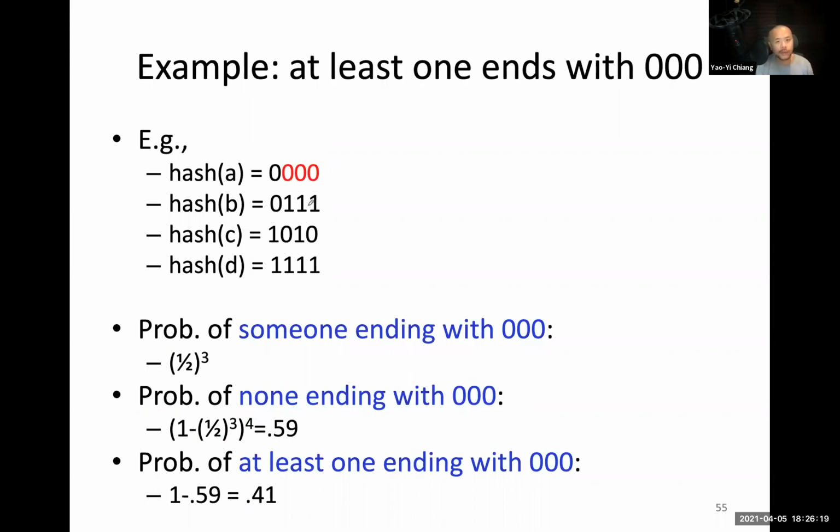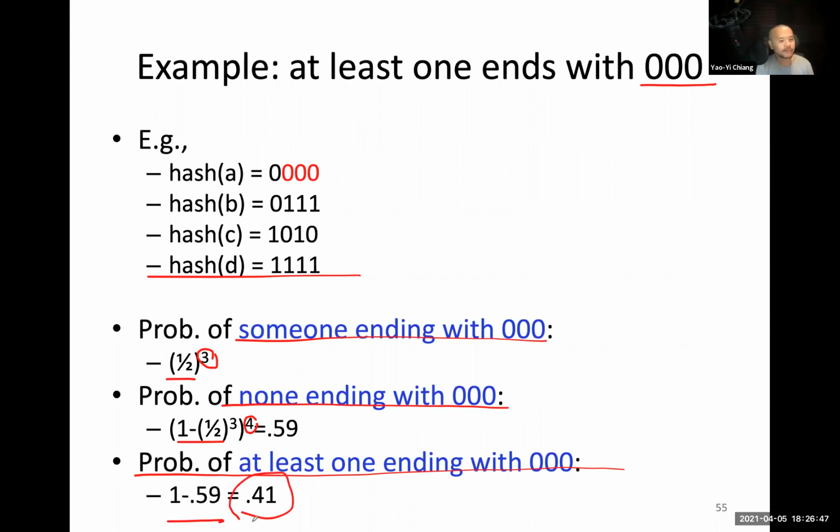Another one: what would be the probability of at least one ending with now 0, 0, 0? Okay, so someone ending with 0, 0, 0 is 1 over 2 to the power of 3. None of them ending with 0, 0, 0 is this, power of 4, because you have 4 strings. The complementary probability will be 1 minus 0.59, which is 0.41. All right. You see the probability start to get smaller because now you have longer zeros.